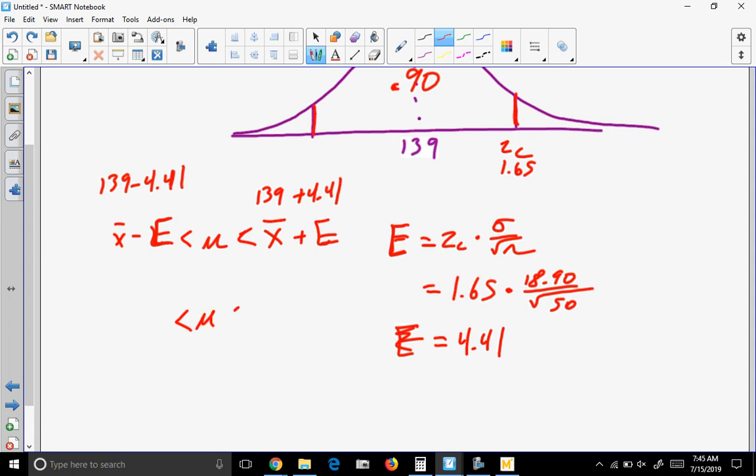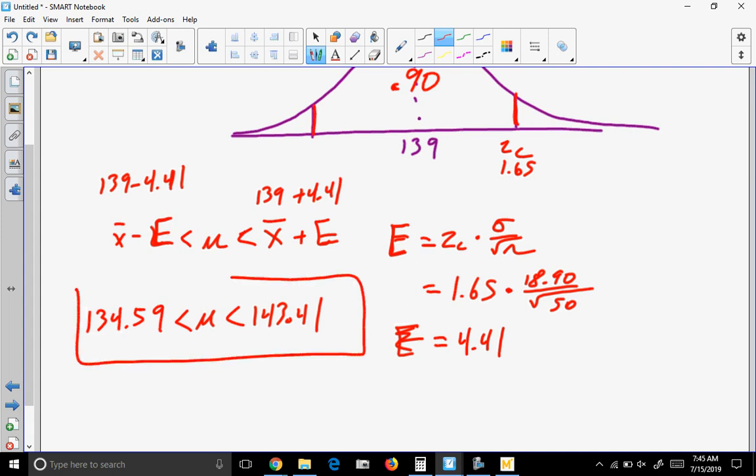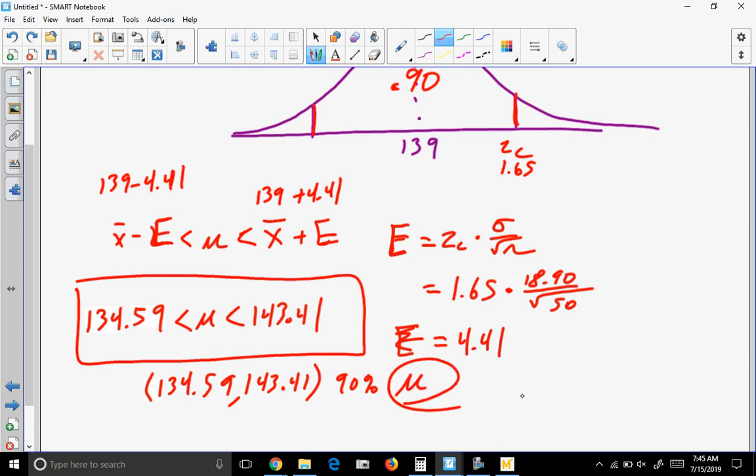So 139 plus 4.41, 143.41. 139 minus 4.41, what's that, 134.59. So that's the error interval we're looking for, 134.59 to 143.41. So that's the 90% confidence interval. That's the interval with which we're 90% confident that the true population mean is in that interval.